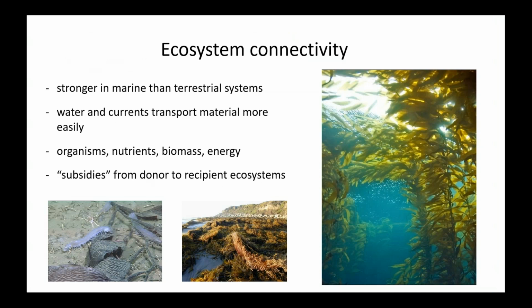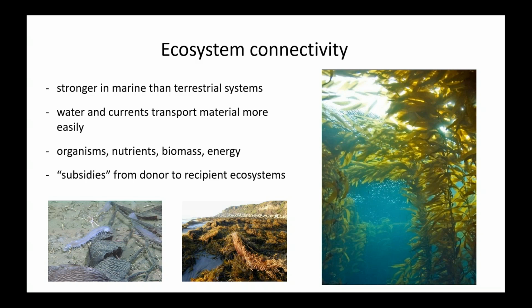So now I'm going to switch to what I refer to broadly as ecosystem connectivity. And this is simply the movement of stuff from one ecosystem to another, right? And my point is that this is much stronger in marine systems than it is in terrestrial systems. And that's largely because water moves stuff really easily and further than air does, right? So whether it's organisms that are moving by ocean currents, or it's nutrients or biomass like the kelp material I'm going to describe, and energy associated with those, that stuff all tends to be much more fluid and more mobile in marine systems than it is in terrestrial systems.